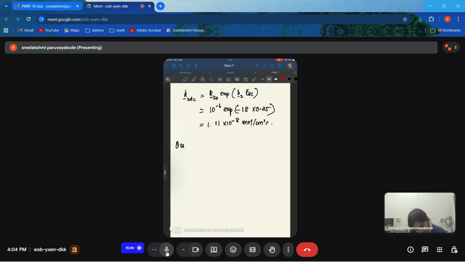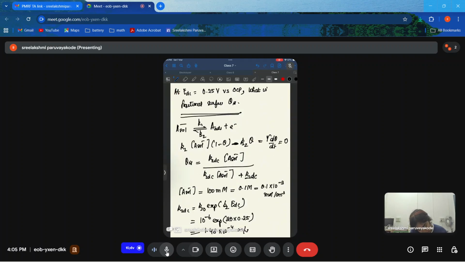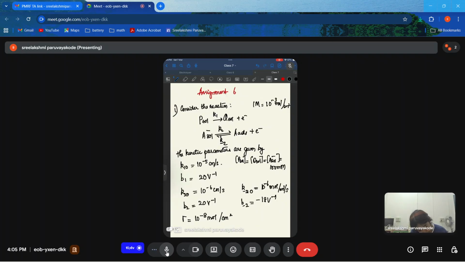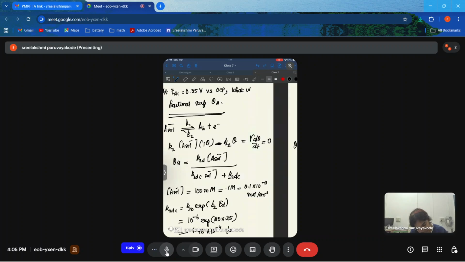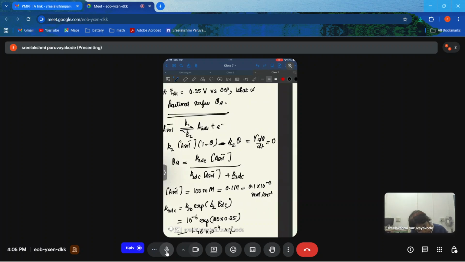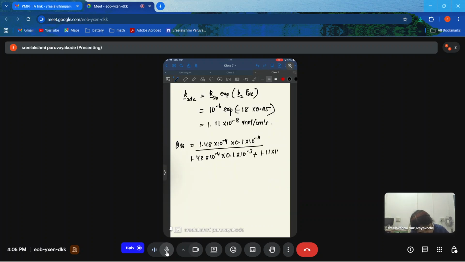Now, what is theta SS? We can substitute all the values. K2 DC, 1.48 into 10 to the power minus 4, times A solution minus, 10 to the power minus 3. Same thing again, 1.48 into 10 to the power minus 4 into 0.1 into 10 to the power minus 3, plus K minus 2 DC, 1.11 into 10 to the power minus 8. 10 to the power minus 4 into 0.1 into 10 to the power minus 3 is nothing but 10 to the power minus 8. It's common in all the terms, so I'm going to cut it.